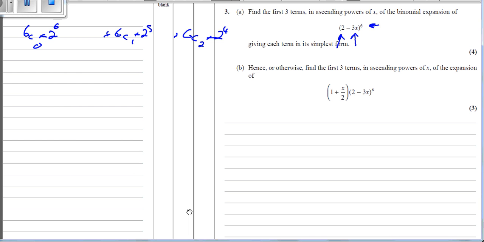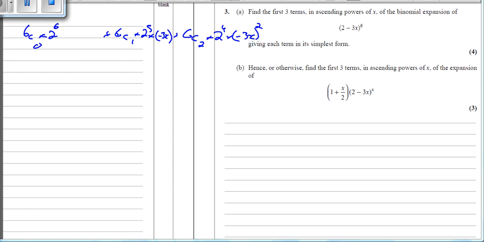So skip the first one. We always skip the first one. And the next one is minus 3x, but we put that in brackets, times by minus, oh, my pen's going wonky again. Thankfully my pen's kicked in. Right, so let's try that bit again. So it's 6 choose 2 times by 2 to the power of 4 times by minus 3x in brackets squared. Sorry if that is a little confusing. I've got no control, it seems, over this pen.